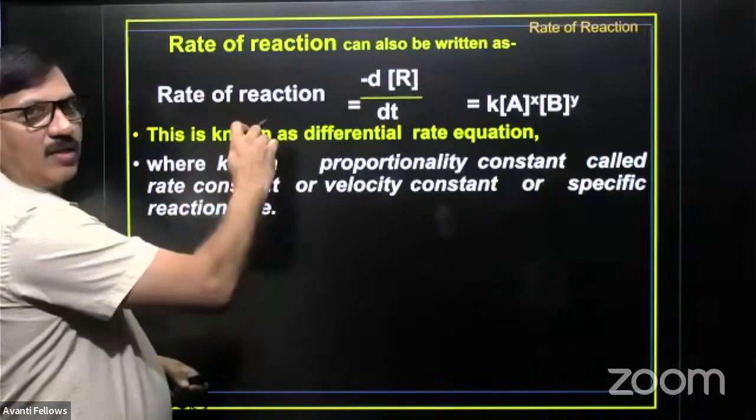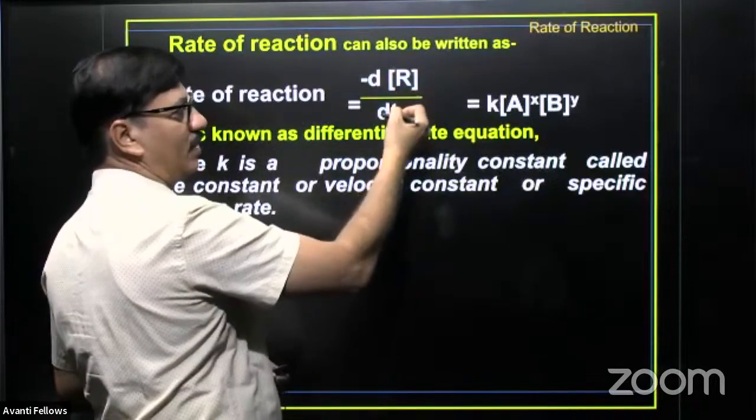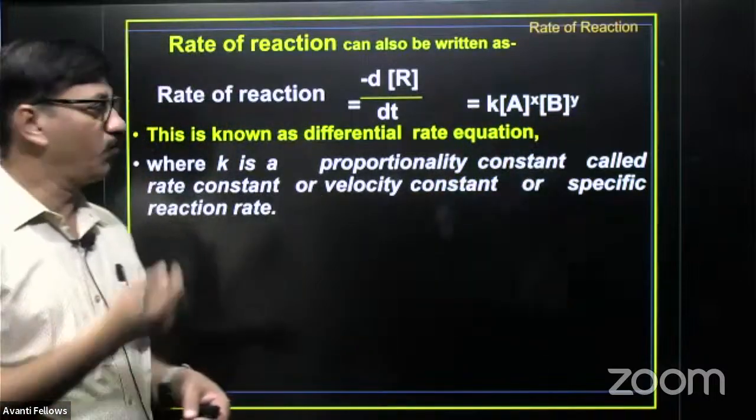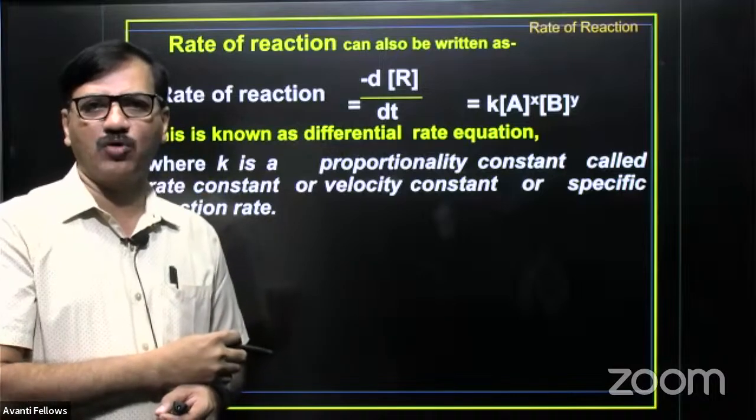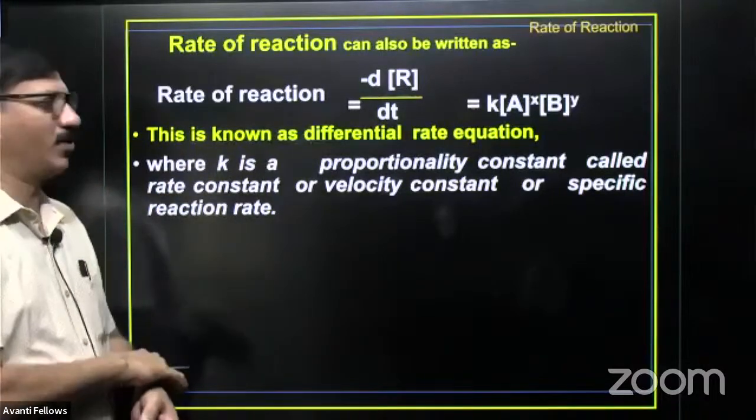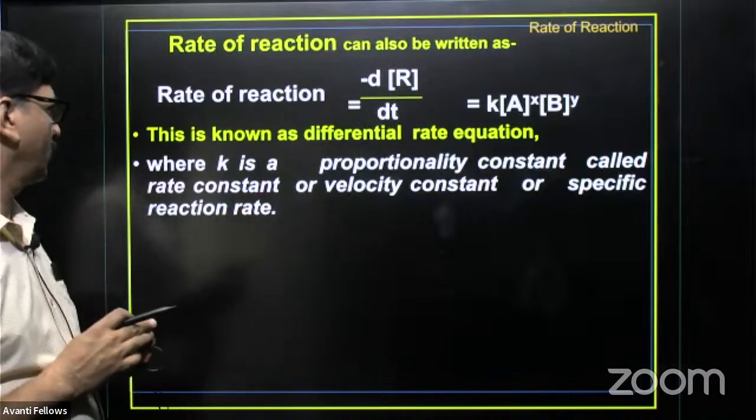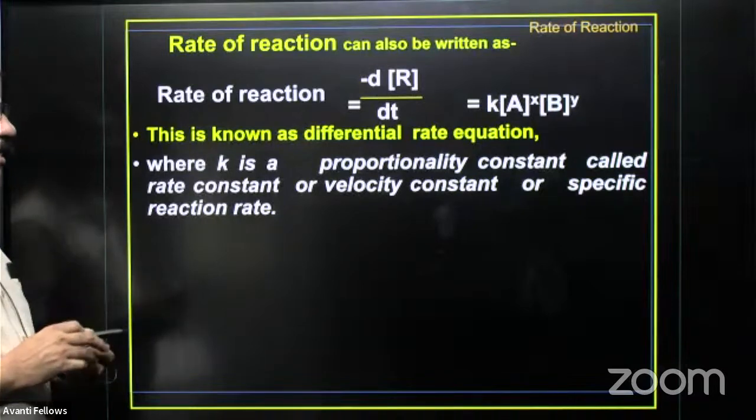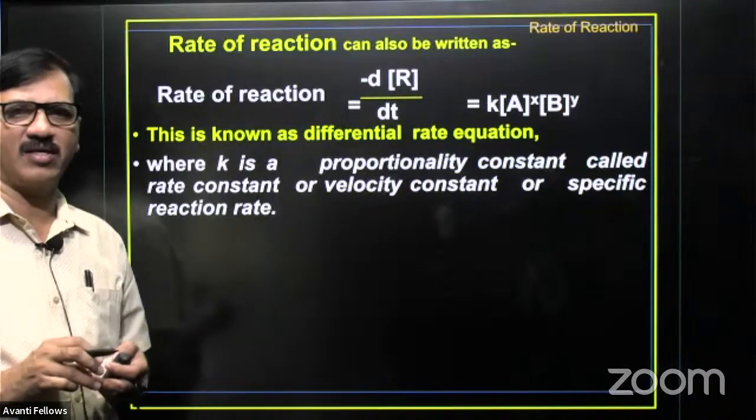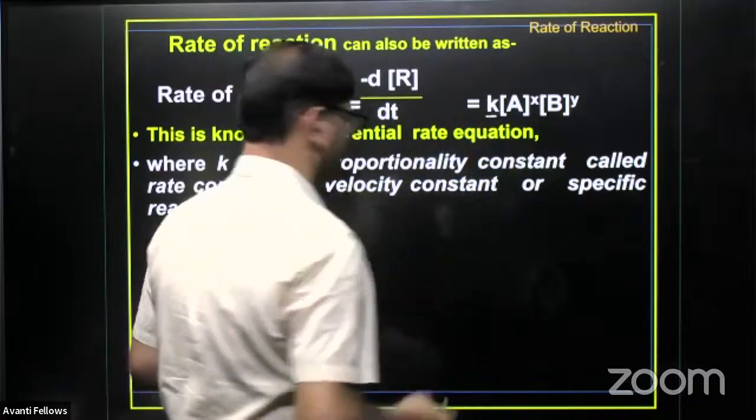Now, the rate of the reaction we already took as minus d[R]/dt, where R is the reactant, is equal to k into A to the power x and B to the power y. If you write the rate of the reaction in this way, combining both equations, this is called the differential rate equation. So the instantaneous rate and the rate law expressions are combined. K is a proportionality constant called the rate constant, velocity constant, or specific reaction rate. Now, how do you define the rate constant?